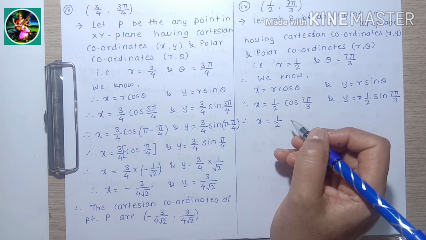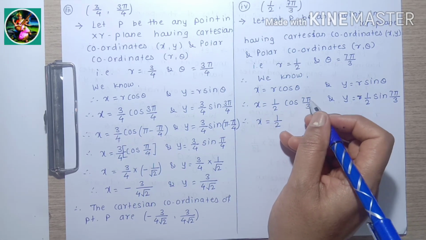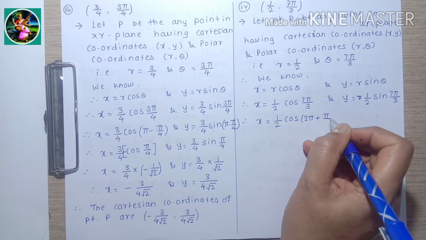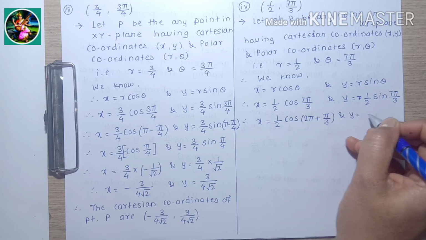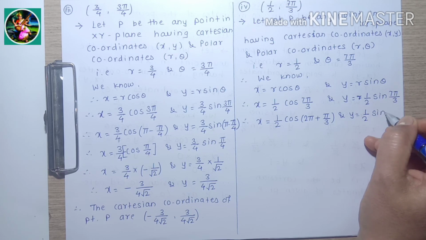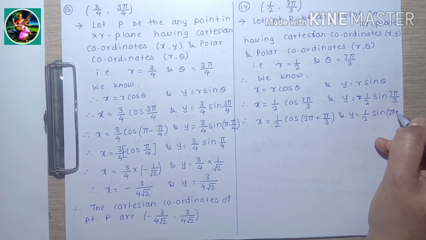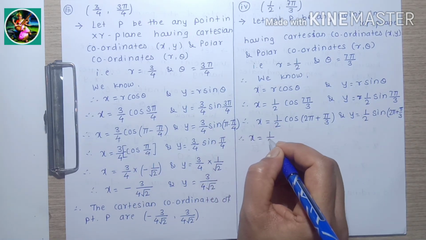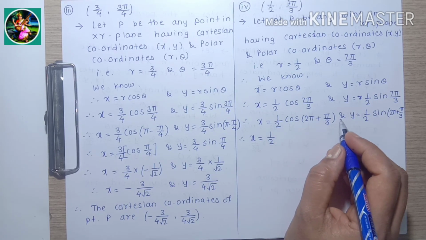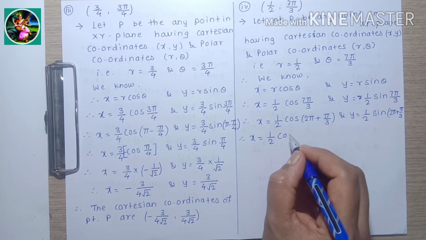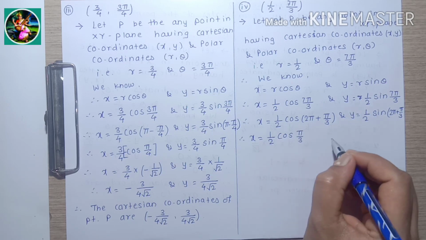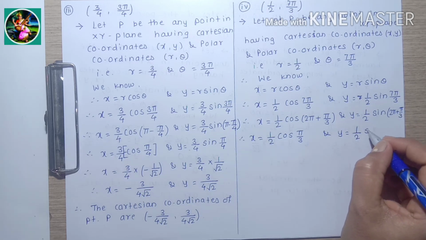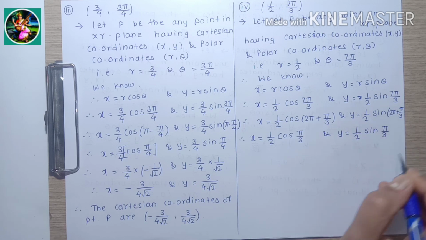Therefore, x is equal to 1 upon 2. Here also we use the allied angle formula, that cos of 7 pi by 3 is cos of 2 pi plus pi by 3. And here also y is equal to 1 upon 2 sin of 7 pi by 3, that is 2 pi plus pi by 3. We know that cos of 2 pi plus theta is cos theta, therefore here we write cos of pi by 3. And y is equal to 1 upon 2, sin of 2 pi plus theta is sin theta, therefore here we write sin of pi by 3.